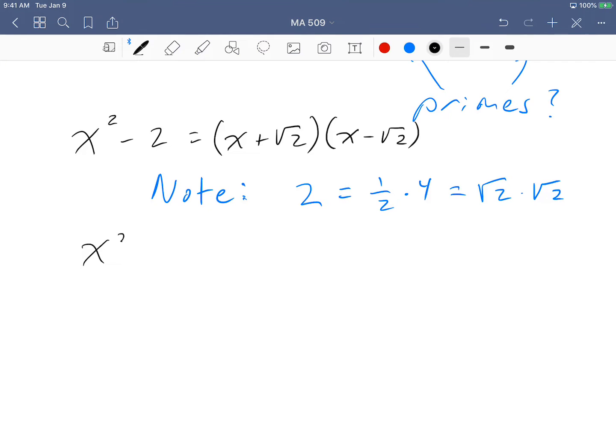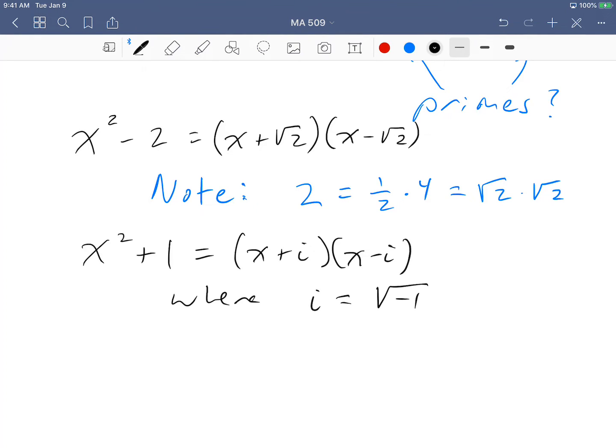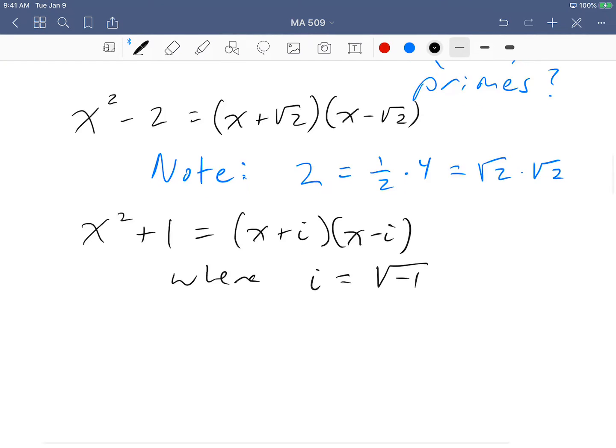Another example, if I do something like x squared plus 1, we kind of want to say, no, I can't factor that, but I can. I can write that as (x plus i) times (x minus i), where i is the square root of -1, right? So this is something that does factor if I allow complex numbers. If I don't, then maybe it's something that I would want to talk about as prime. So our big question is, what do we mean by prime?